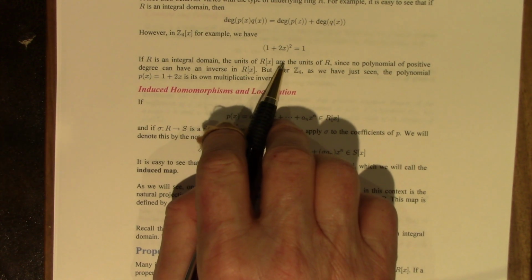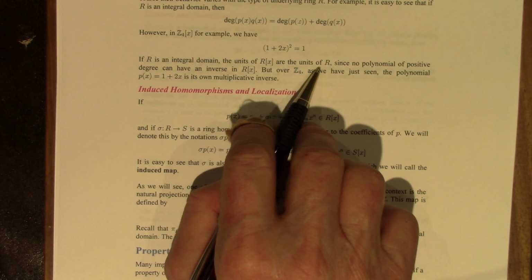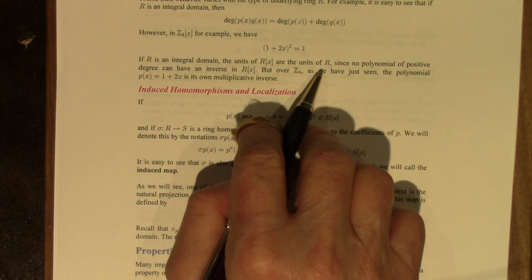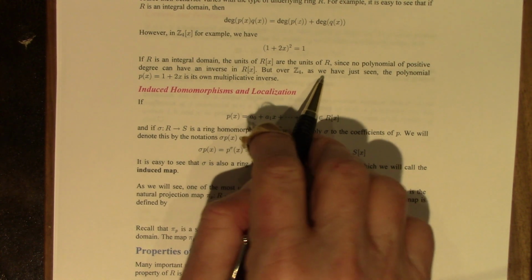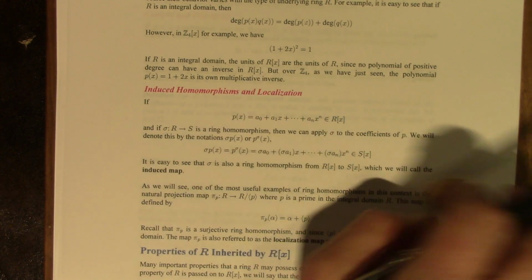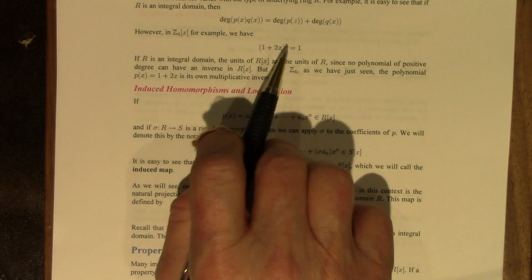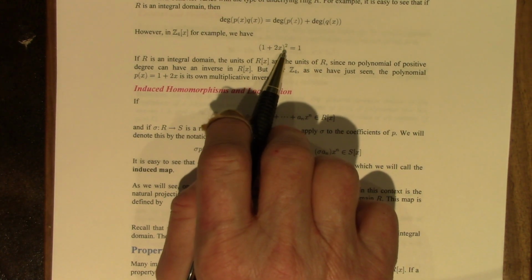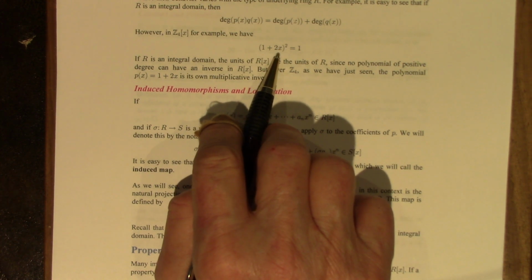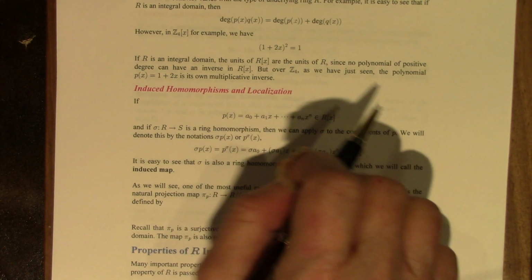If R is an integral domain, the units of R[x] are the units of R, since no polynomial of positive degree can have an inverse in R[x]. But over Z4 again, because of this, for example, we see that 1 + 2x is in fact invertible. It is equal to its own inverse in this case.